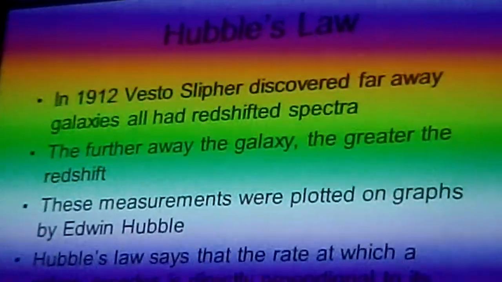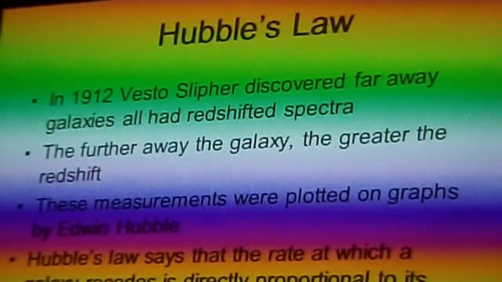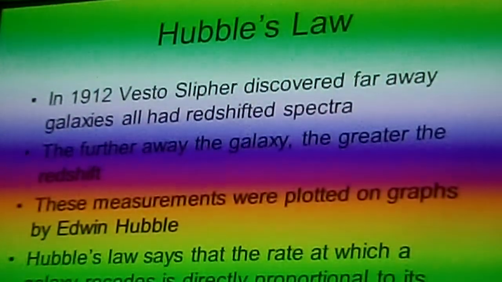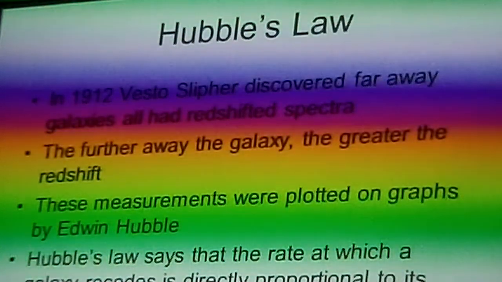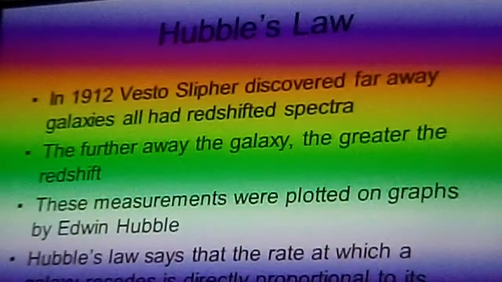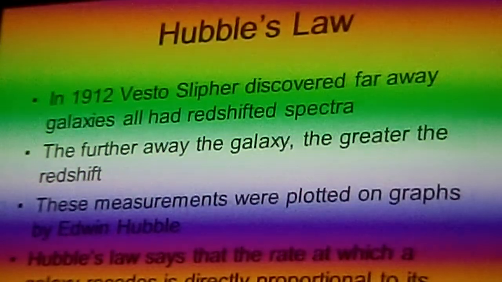70 kilometers per second per megaparsec. What does that mean? That means in 1 megaparsec of space, which is 3.3 million light years of space, two objects will be moving apart from one another. If they're separated by that much space, they'll be moving apart from one another at 70 kilometers per second.